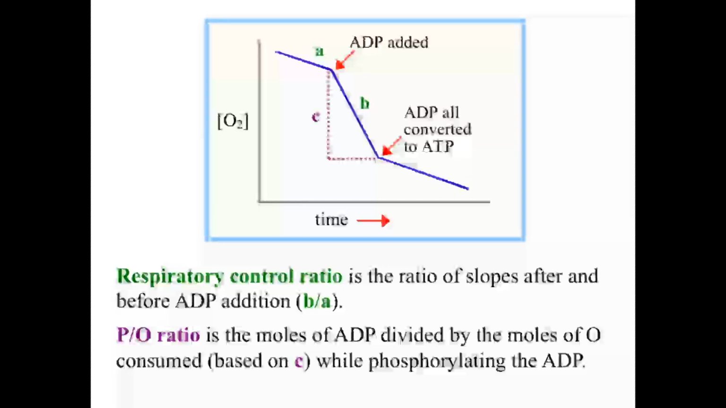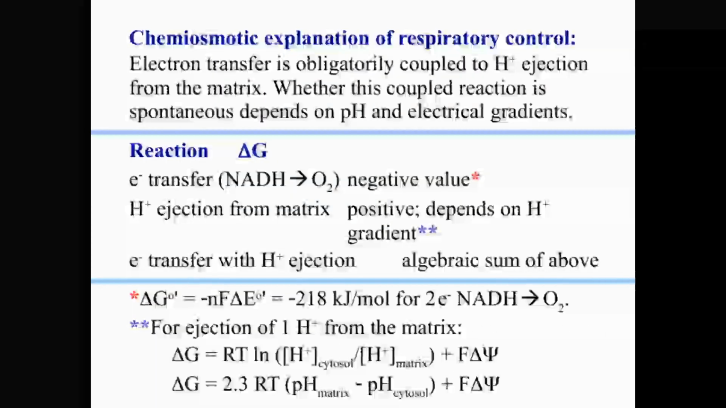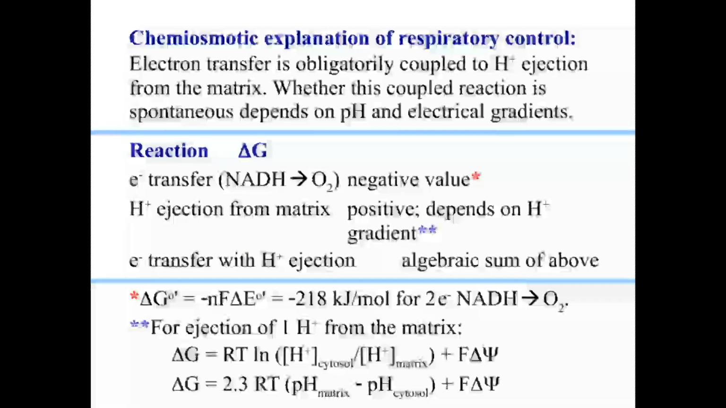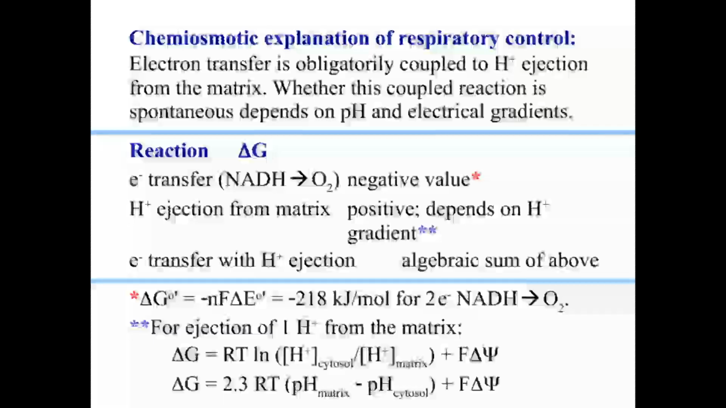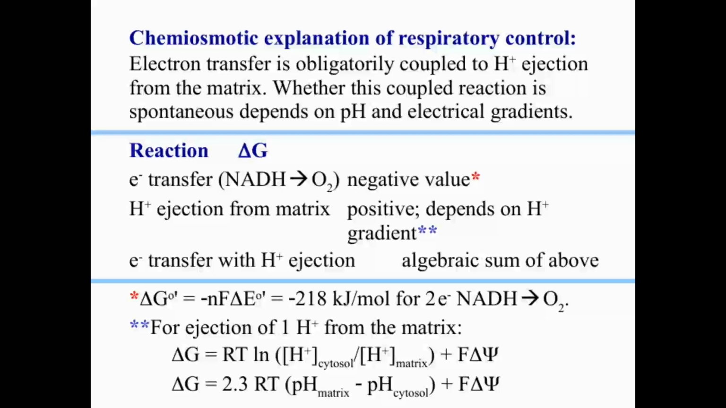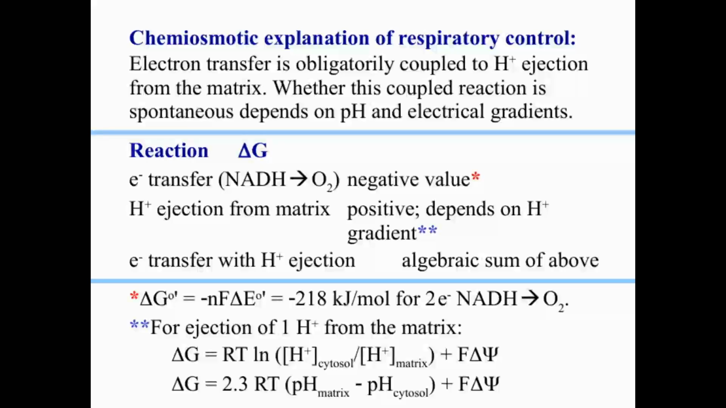What's key here is that electron transfer is inherently coupled to the ejection of protons, or H+, from the mitochondrial matrix. Now, whether this coupled reaction is spontaneous depends on the combined effects of pH and electrical gradients across the membrane. When electrons transfer from NADH to oxygen, the free energy change, or ΔG, is negative, meaning this process tends to happen spontaneously. In fact, for this particular reaction, the ΔG prime is about minus 218 kilojoules per mole for 2 electrons, which indicates a strong drive for electron transfer.